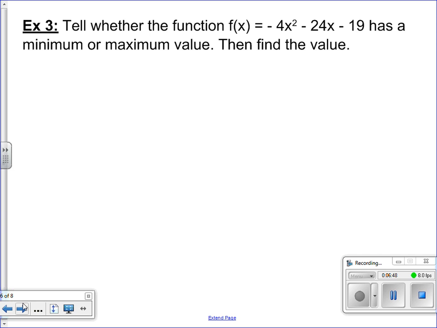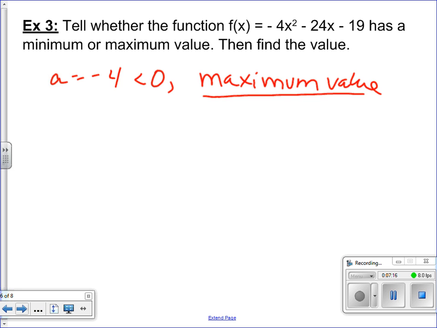Okay, so we want to know whether the function negative 4x squared minus 24x minus 19 will have a minimum or maximum. Well, when we're looking at this, our a is negative 4, so that means it's less than 0. So the parabola is opening down, so we're going to have a maximum value. Since a is less than 0, we're going to have a maximum value. And now, in order to find that maximum value, we have to find the y-coordinate of the vertex.